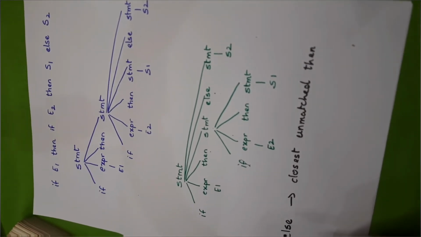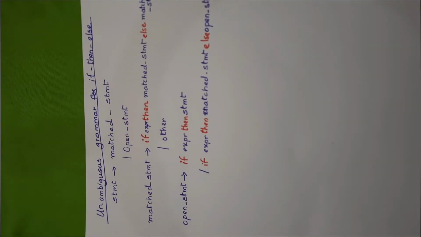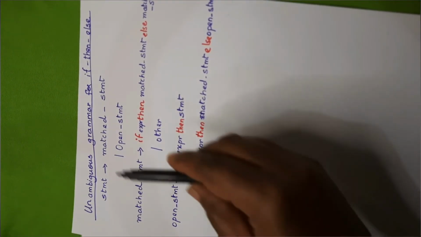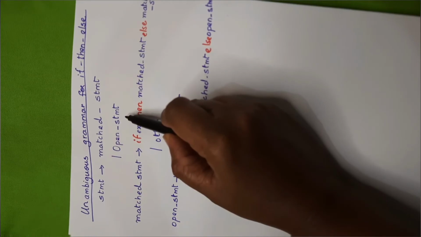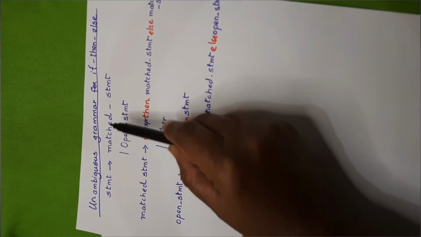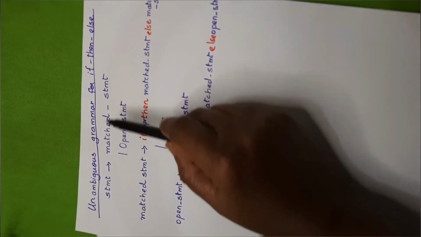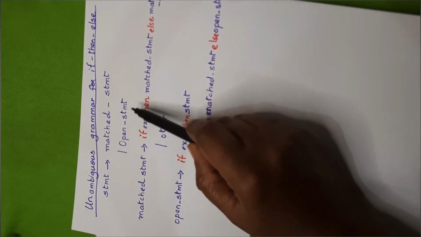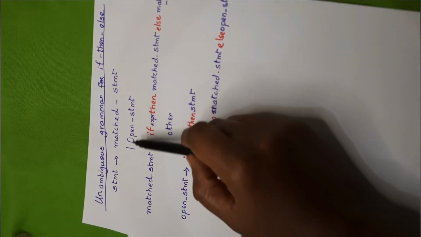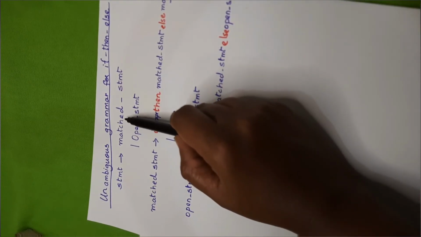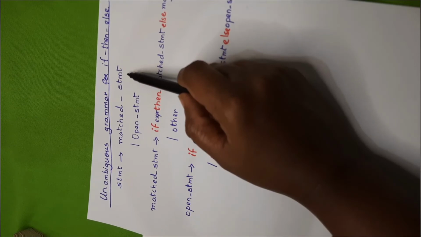So the grammar after eliminating ambiguity is this. We will just have two kinds of if else statements: one is matched statement and the other is open statement. A matched statement has both if and else, that is, both then and else. And an open statement is just if expr then statement, so it doesn't have else. So we call an if statement without else an open statement, and an if statement with an else part a matched statement.